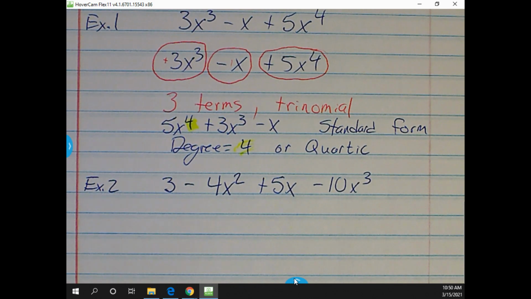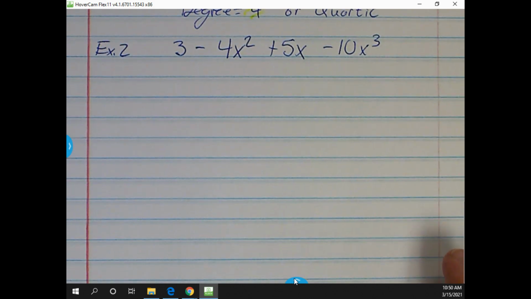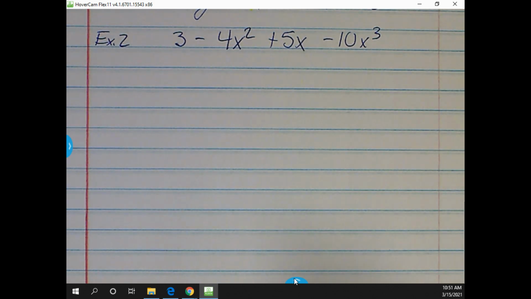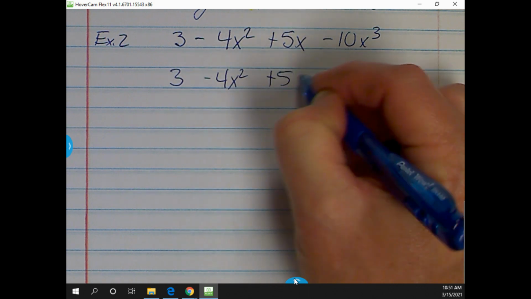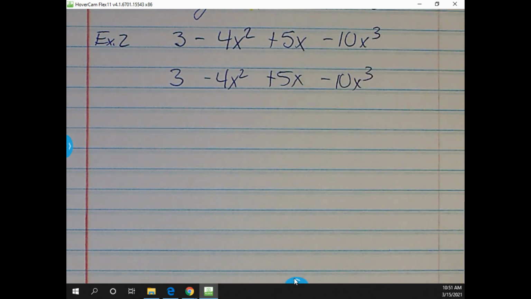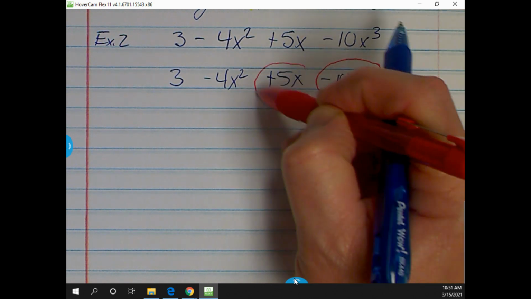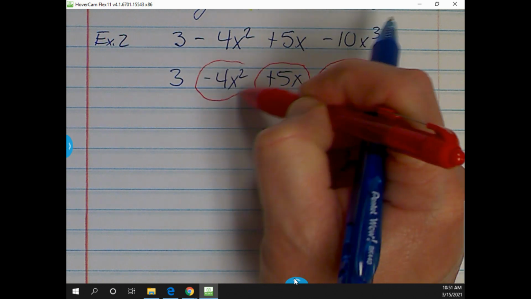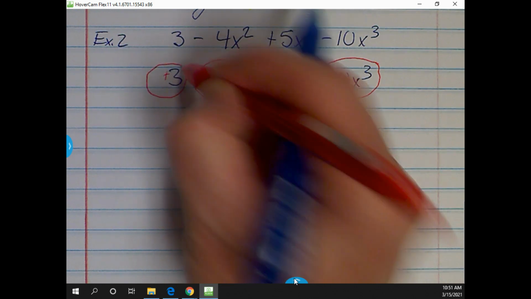All right, so for example 2, we'll go with 3 minus 4x squared plus 5x minus 10x to the third. And again, if that's the question that you get online, I would say take out a piece of scrap paper, just any piece of paper you've got, just to be on the safe side, and make sure you take the sign to go with that number. The 3 is by itself, so if the number in front doesn't have a sign, then basically that would be a plus 3.